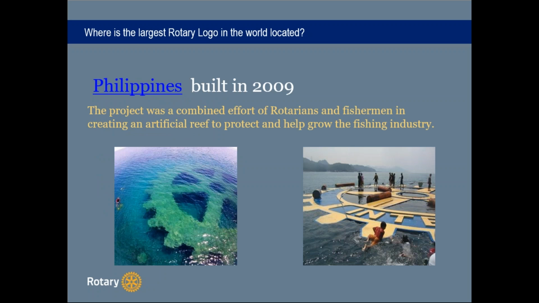Now I had a little video, and if you go to YouTube, you can find it, but our webmaster told me that it doesn't really work, so I'm not going to bother you with a bad picture of a video that doesn't work. But they built this large rotary emblem as a result of creating an artificial reef to protect and help grow the industry. It's very impressive when you see it. There's a helicopter ride going from above, and it will show you very nicely how big that thing actually is.